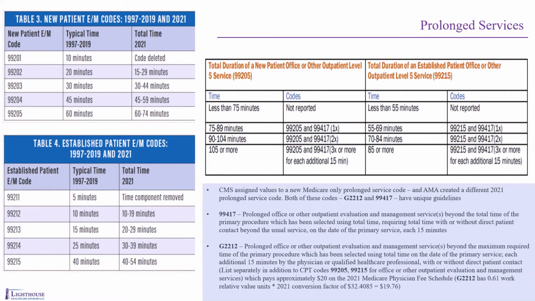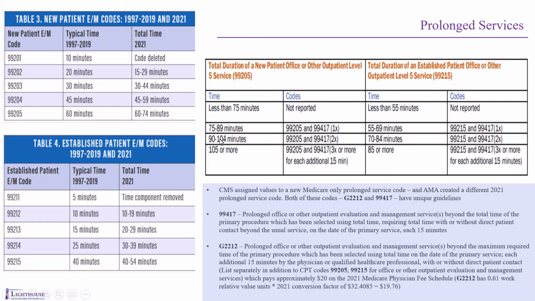Alright. This slide shows detailed coding guidelines for prolonged services. The table is classified as new patient prolonged service coding towards left and right hand side has established patient prolonged service codes. Let's take an example. For new patient 99205, total time reported is 60 to 74 minutes. If physician spends total time for the visit anything between 75 to 89 minutes, then this visit is coded as E&M code 99205 and a prolonged service code as 99417.